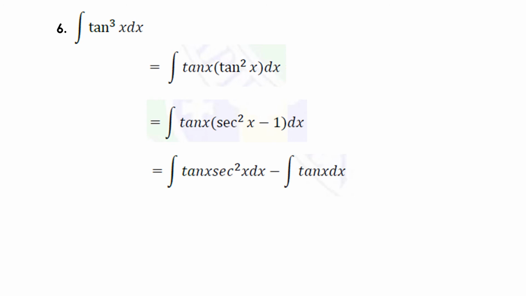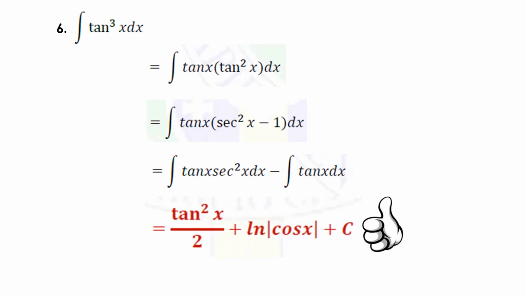If you notice in the first integral, the differential of tangent x is exactly secant squared x dx. And for the second term, we will just be applying trigonometric formulas. So we get here, applying the general power formula for the first term, we get tangent squared x over 2 plus the ln of cosine x plus c. For the integral of tangent, if you remember, there are two. It could be ln of secant x or the negative ln of cosine x.